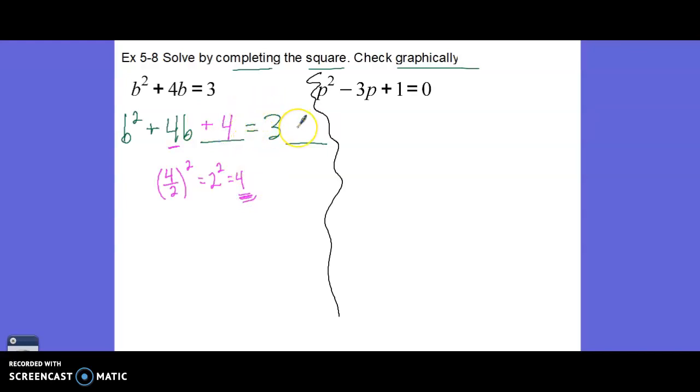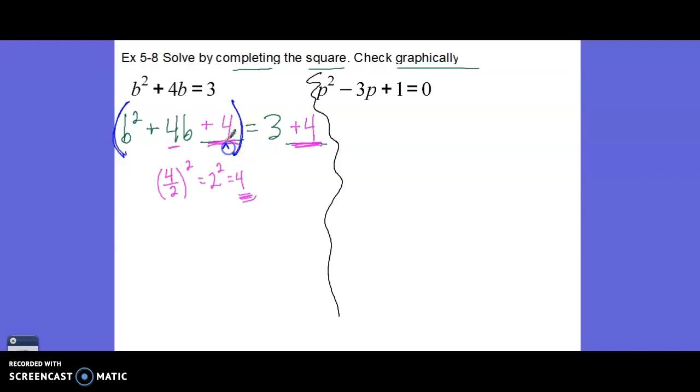Now here's the thing, we cannot just randomly throw a +4 into a problem. We can only throw that in if later we put in a +4. So whatever you do to the left side of an equation, you also have to do to the right side of the equation. Now, why on earth would anybody do that? Well, by going through that process, we can factor the left side.